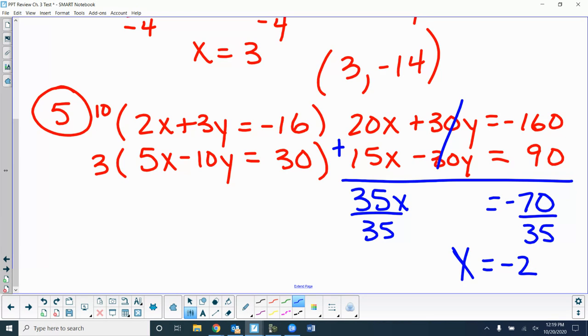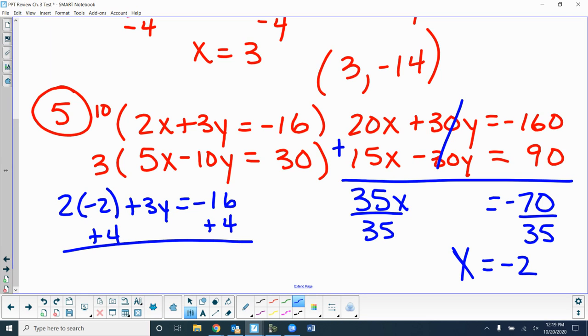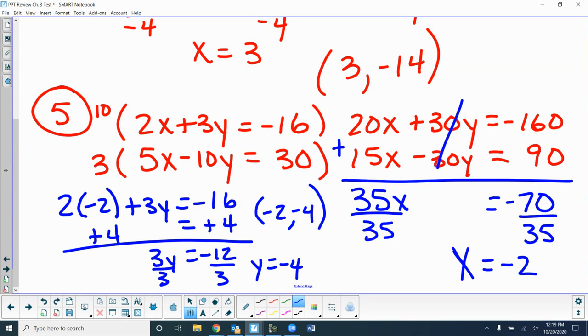I'll just do this top one. So I'm going to go 2 times -2 plus 3y equals -16. That's a -4, so I'm going to add 4 to move it. So I get 3y equals -12. Divide by 3, y is -4. So -2, -4 is our solution to number 5.